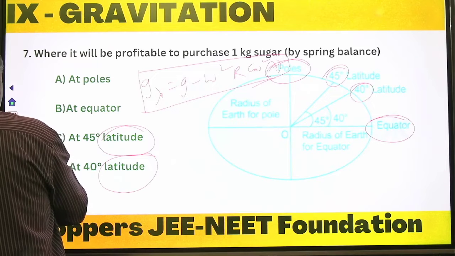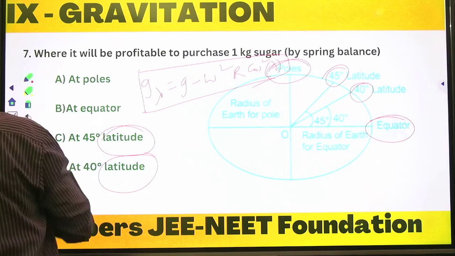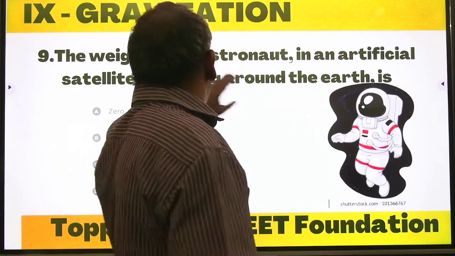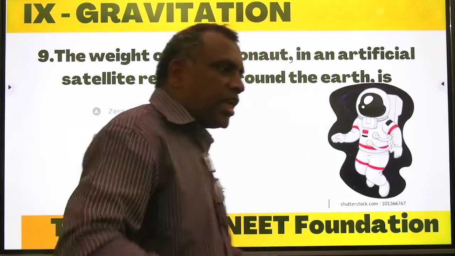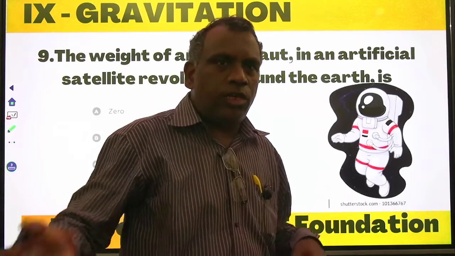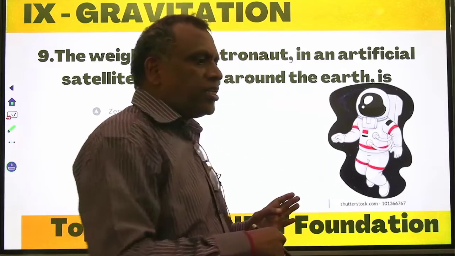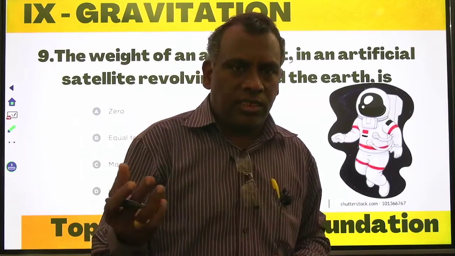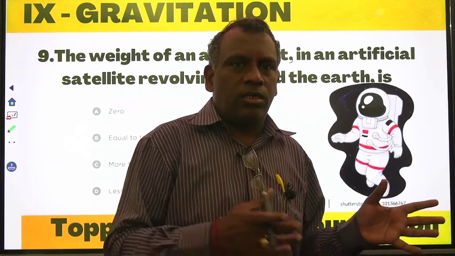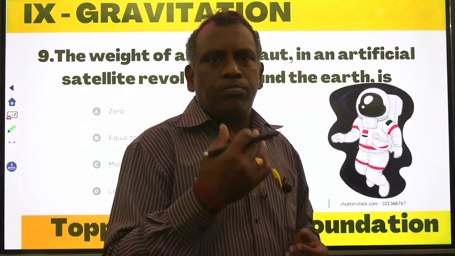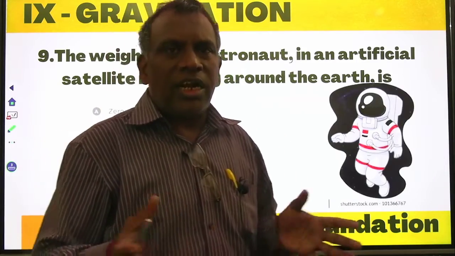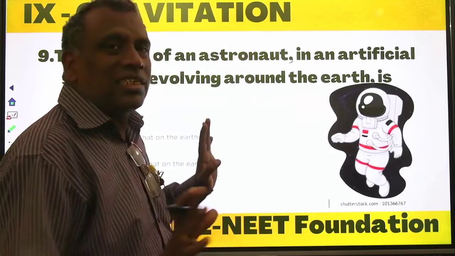So next question. The ninth question: the weight of an astronaut in an artificial satellite revolving around the earth. There are two kinds of space people, astronauts and cosmonauts. Normally, if Russians are sent to space, they are called cosmonauts. If other countries send people to space, they are called astronauts. That is the only difference here.